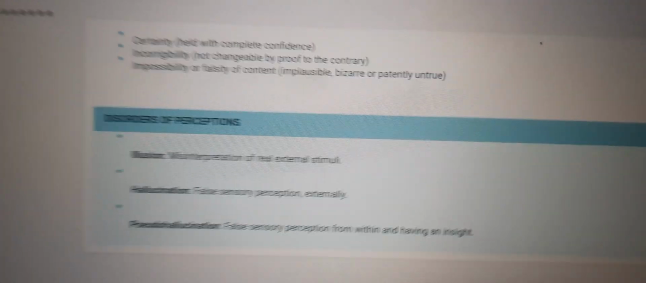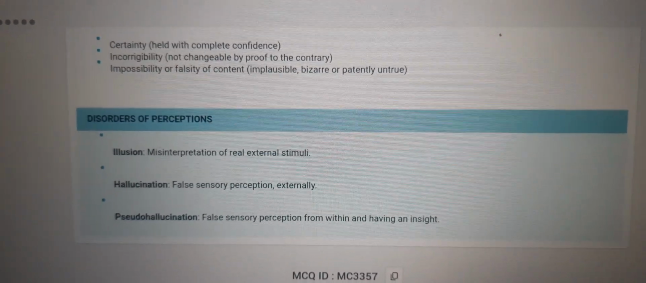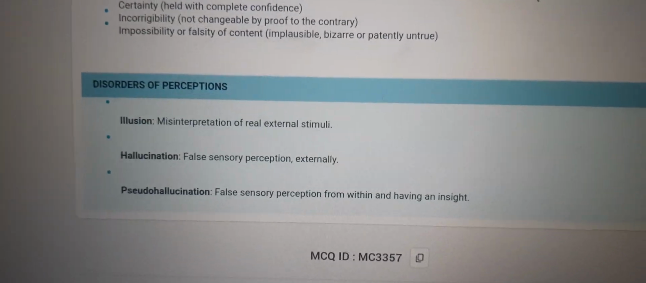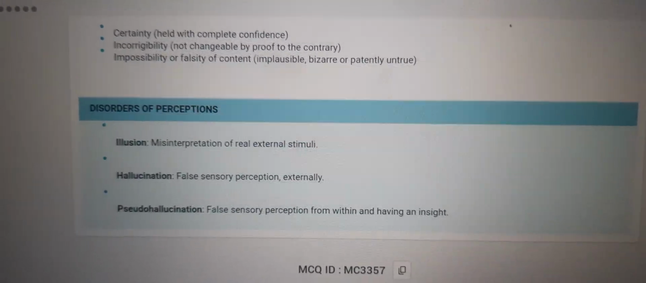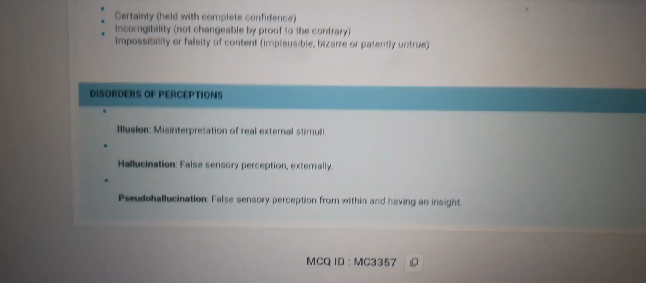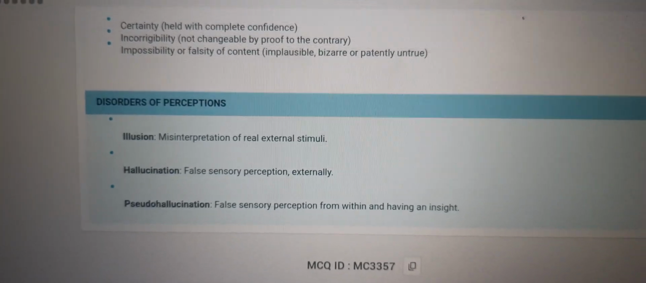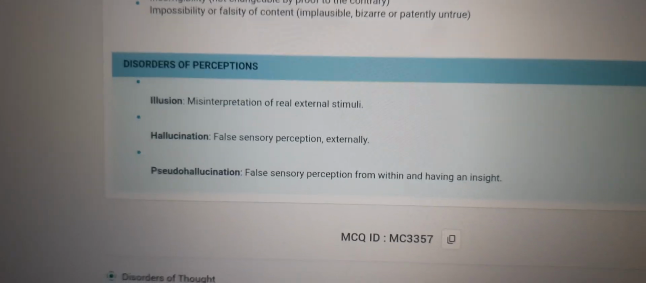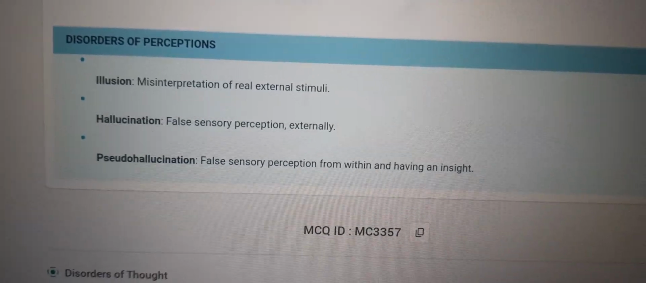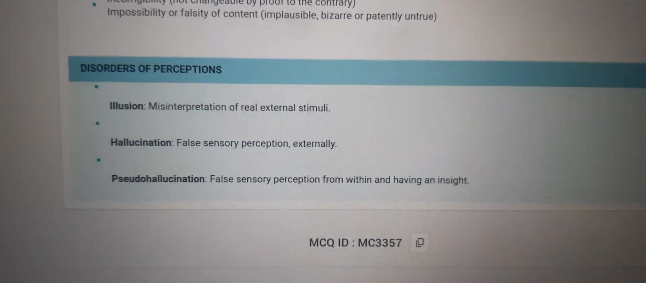Suppose there is actually a rope on the floor, and a person misinterprets it as a snake, then that is illusion. And suppose there is nothing like a rope on the floor, and a person perceives as if a snake is on the floor in the absence of a rope, then that is hallucination. And there is one more, called pseudo-hallucination, which means false sensory perception from within and having an insight.